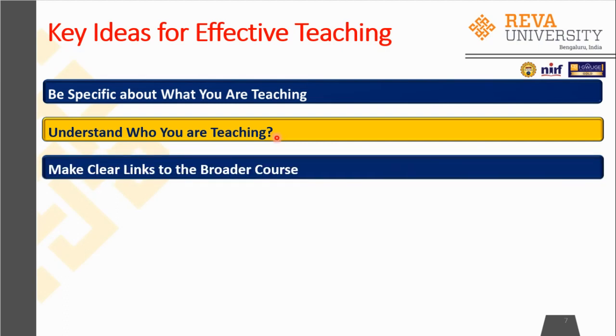Make clear links to the broader course. What does it mean? Assume that you are teaching a subject called Java programming language. In that, you are teaching a concept called stack, and you are explaining how to implement a stack in Java. While explaining how to implement stack operations in Java, you must be able to relate this concept to the broader course. We have a broader course called data structures in engineering. So you must relate the topic you have chosen for implementing in Java, that is stack operations, with the broader course, that is data structures.